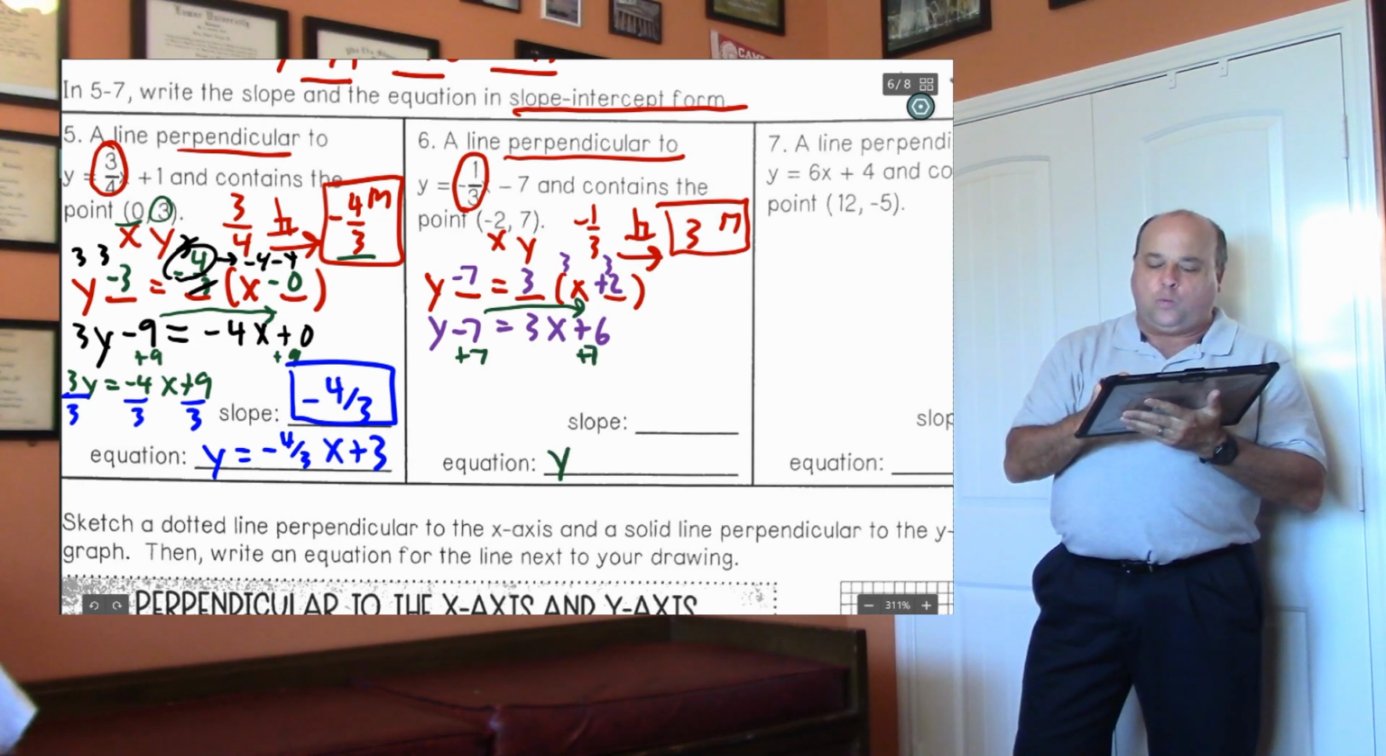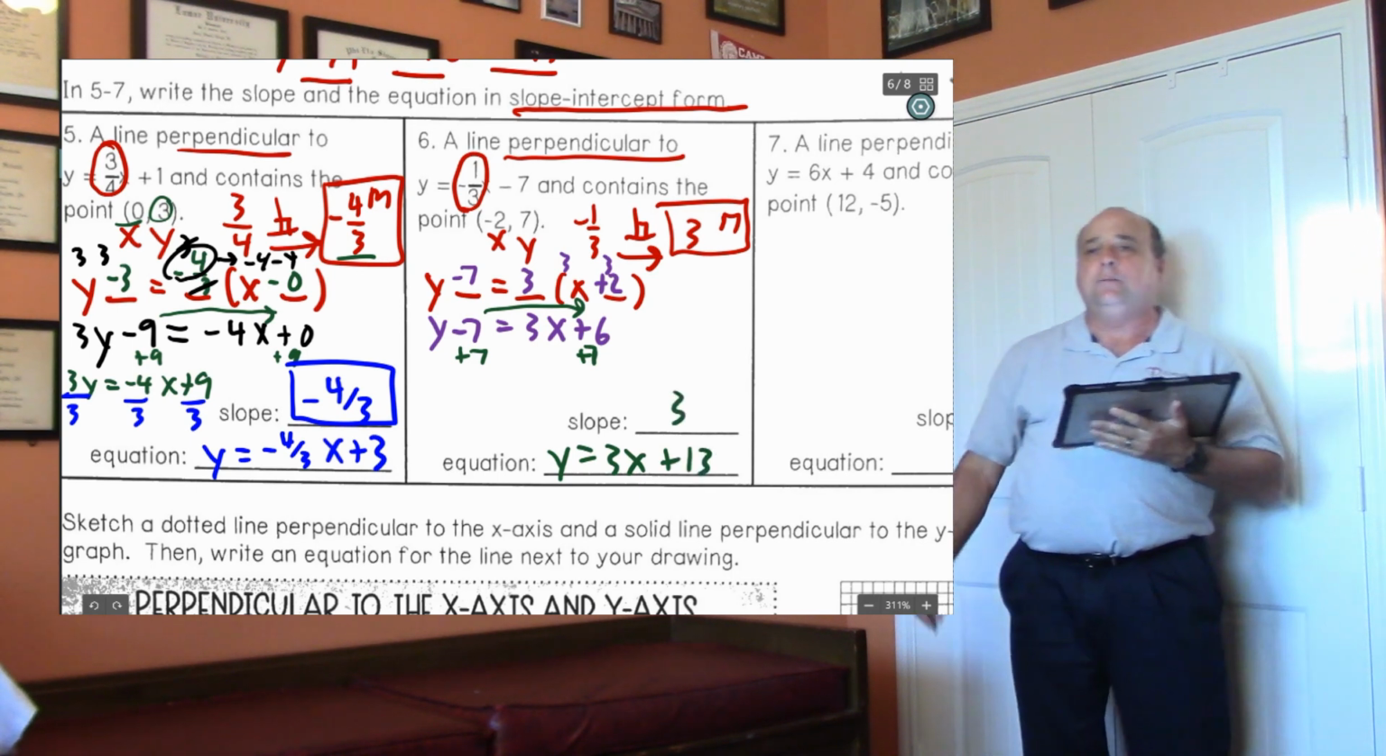So we're going to end up with y equals 3x plus 13, and our new slope is 3.